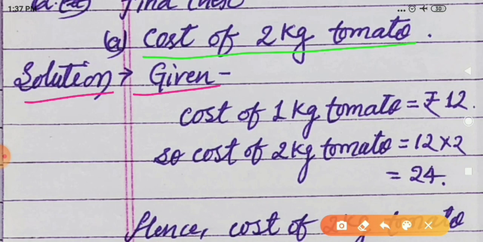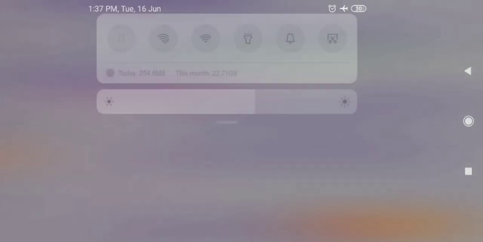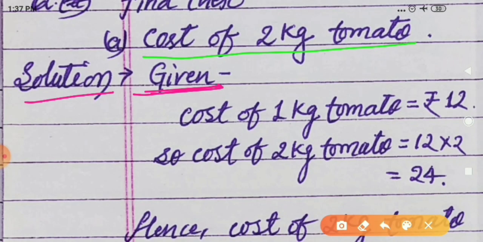So first write solution, then given, and first you have to understand what the question is. The question is asking: find the cost of 2 kilogram tomato. Okay, 2 kilogram tomatoes cost you have to find. And how will you solve this? We will solve all these questions by using the unitary method. In the previous chapters using this unitary method, we have solved many questions, and here we will also use this method to solve this type of question.